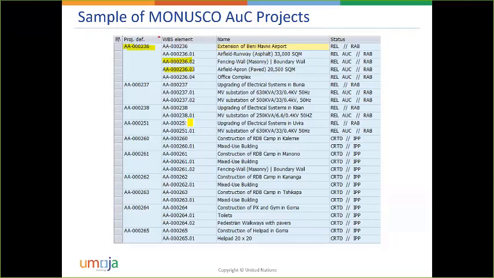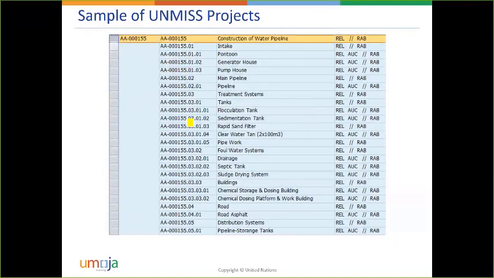But I have also other examples, let me show you, from UNMISS. From UNMISS, I can see there is also a big project here called construction of water pipeline. UNMISS, do you recognize this project? Is it familiar to you? Very well. So this is the project. And if you see here, there are multiple assets that will be created after the project is completed. You have a ponton, you have a generator house, you have a pump house. You see, this is important.